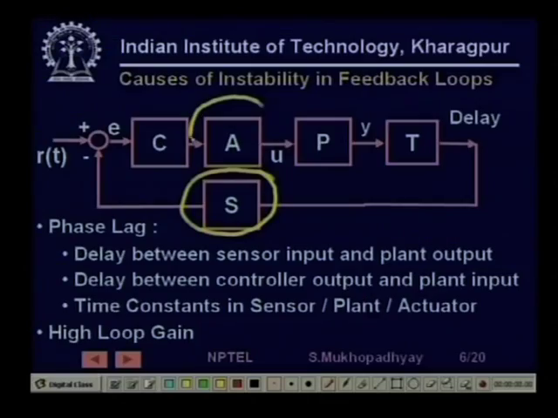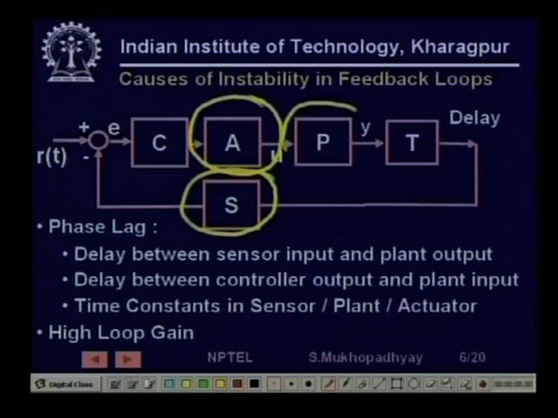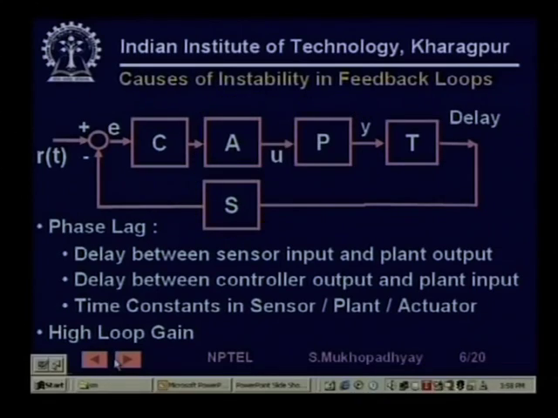Similarly, for an actuator, though in our idealized view we sometimes think that the controller output directly goes to the plant, it actually does not; it goes through a power amplification in the actuator, which induces its own delay. There are always delays in the plant. So, these time constants and delays also cause instabilities. These are the major causes of instability in a process loop.